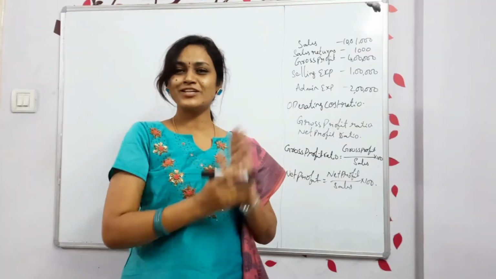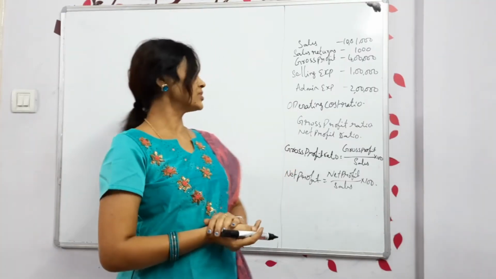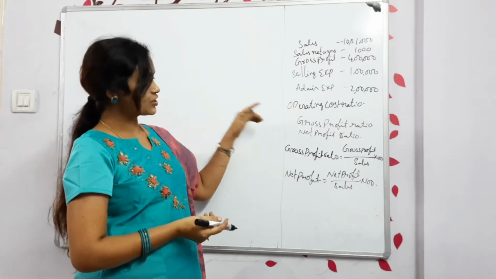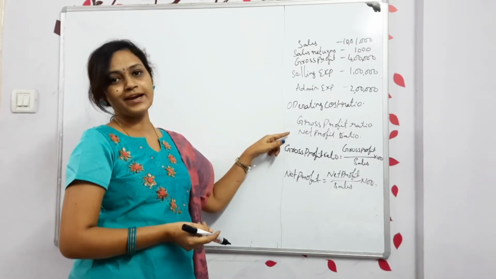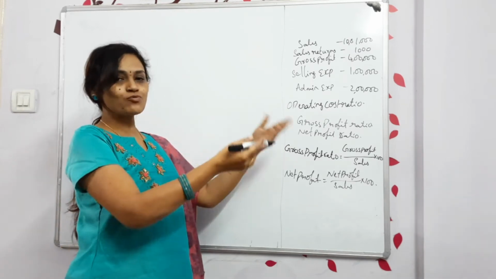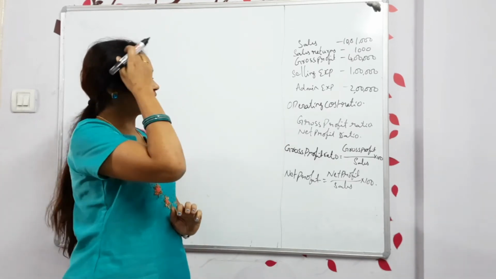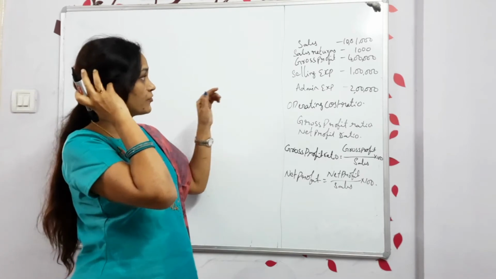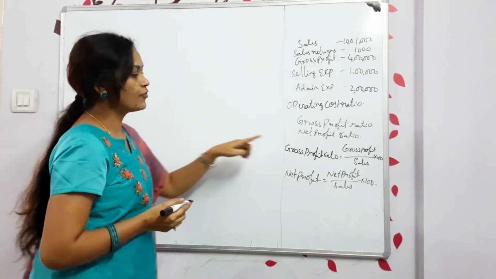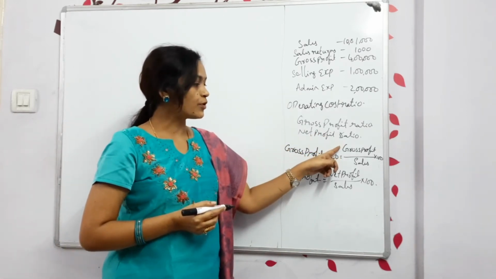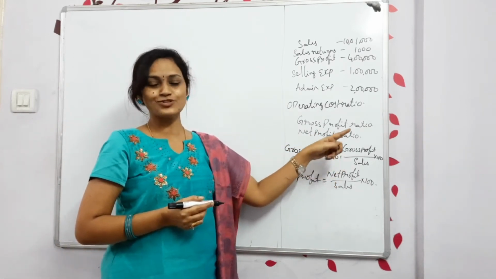Let's start the next question. Okay. Check the question. We give you some data asking you to find out operating cost ratio, gross profit ratio, and net profit ratio. Now let us see what are those. Okay. Now first let us see what is gross profit ratio, because already gross profit is given in the question, sales also given in the question. Formula for gross profit ratio: gross profit divided by sales into 100.